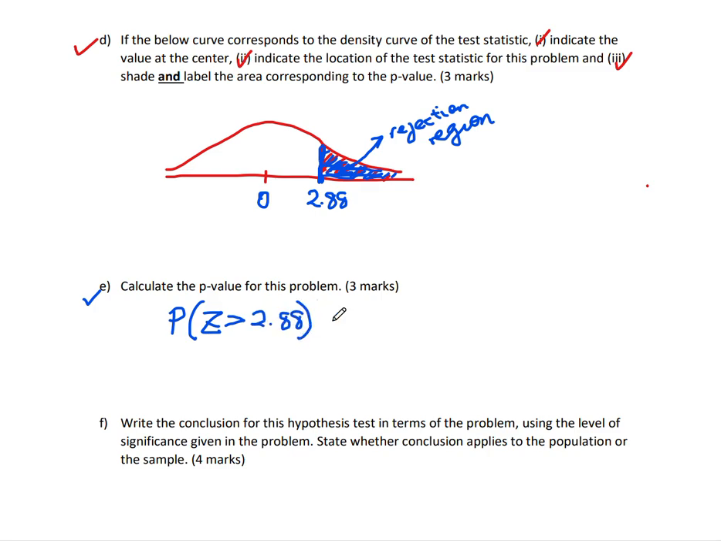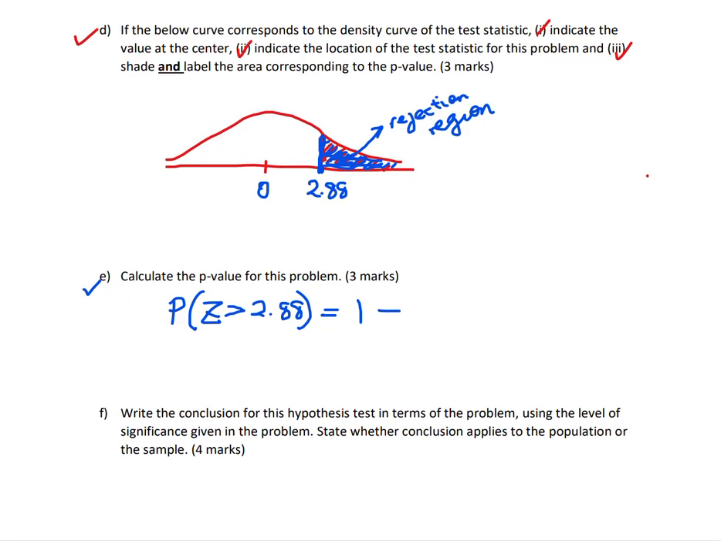To calculate the probability that Z is greater than 2.88, using the principles of the standard normal distribution, it's always going to be 1 minus the table reading for that value. If it was less than, you just take the table reading for that value, the reading from the standard normal distribution table, and that would be the answer. But because this is a right tail test and we're taking the probability that Z is greater than a value, we take 1 minus the reading for that value, always and everywhere. The 1 here is based on the fact that the total probability under the standard normal curve is 1.